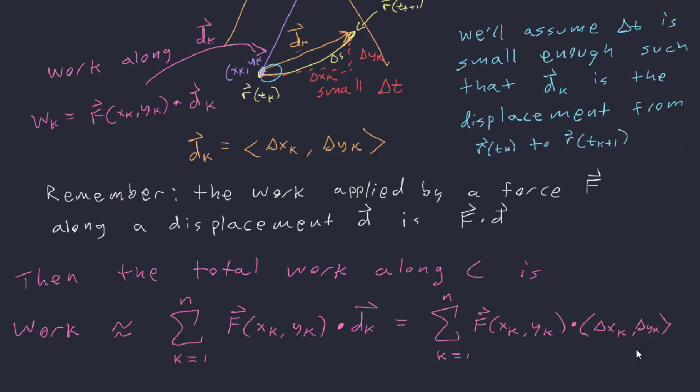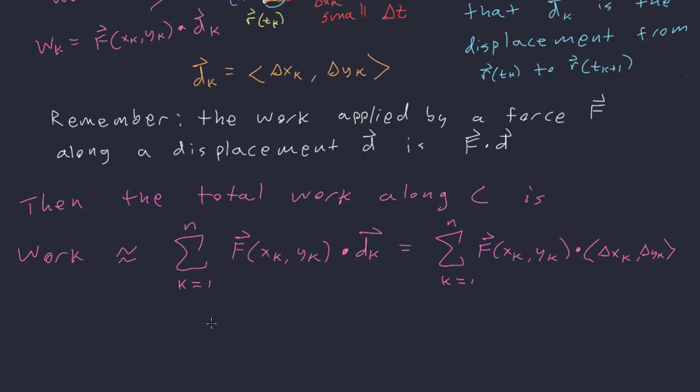Okay, and we're going to do something we did similarly when it came to arc length. We're going to introduce a delta t. So we're going to get that this is the sum, k going from 1 to n, of f of x sub k, comma y sub k, dotted with delta x sub k over delta t, comma delta y sub k over delta t, times delta t. So what we really did here is we introduced a delta t over delta t and then just brought this one inside.